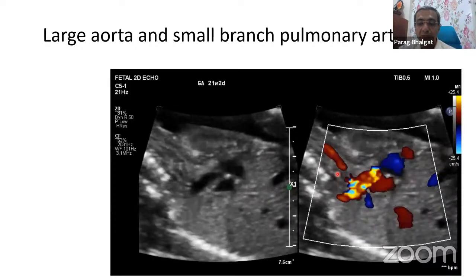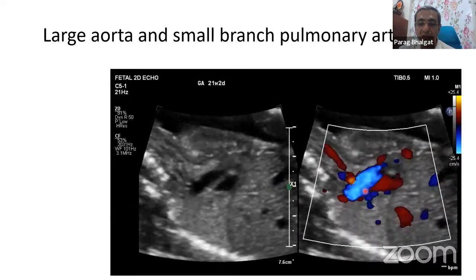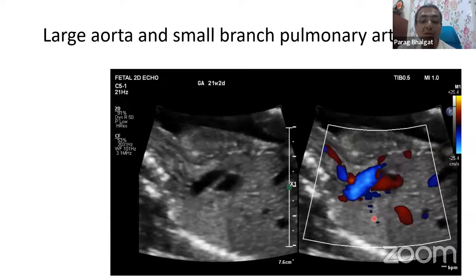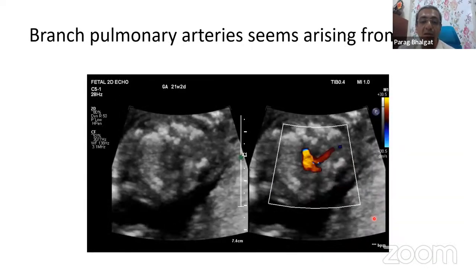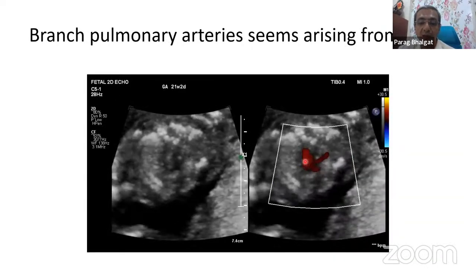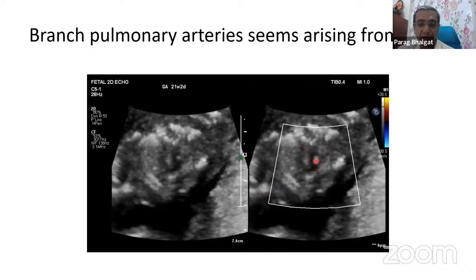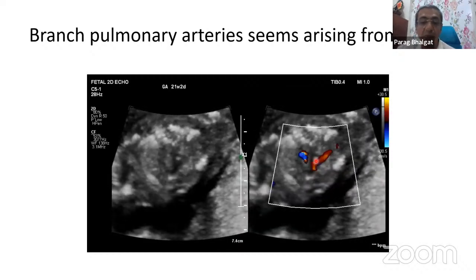Dilated MPA, neck vessels, and this is one of the branch pulmonary arteries arising very close to aorta. Again, spine, arch, and LPA. Okay, left pulmonary artery. Initially what we saw was right. This is the left pulmonary artery. Okay, just see from undersurface of the aortic arch.